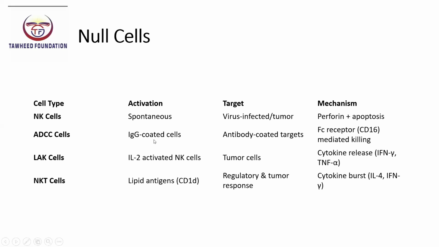ADCC cells: activation is by IgG-coated cells. Its target is antibody-coated targets. Its mechanism is Fc receptor mediated killing. LAK cells: activation is by IL-2 activated NK cells. Its target is tumor cells. Its mechanism is cytokine release. NKT cells: activation is by lipid antigens. Its target is regulatory and tumor response, and mechanism is cytokine burst.